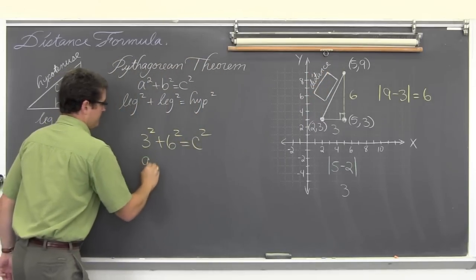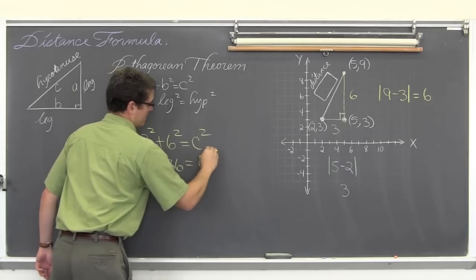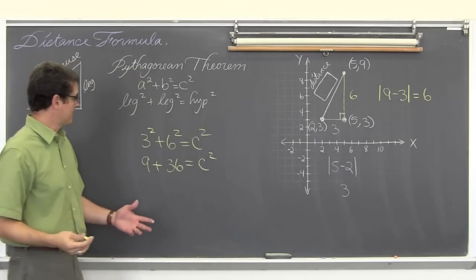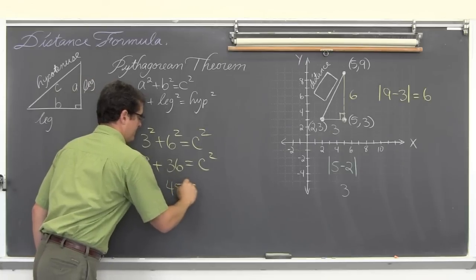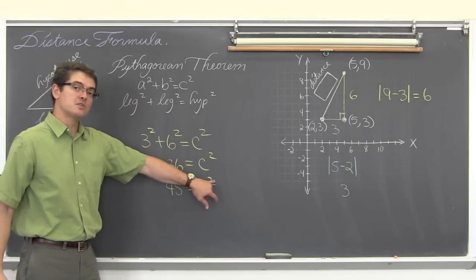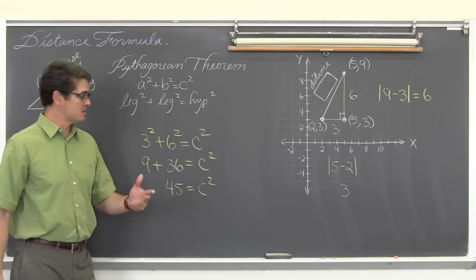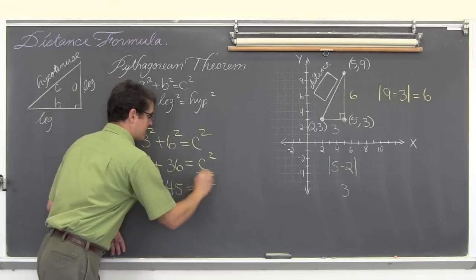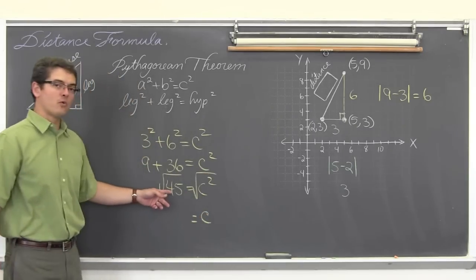3 squared is 9, 6 squared is 36, and c squared is, well, we don't know. That's what we're trying to figure out. 9 plus 36. Well, 9 and 36 is 45. We're going to continue solving for c. We need to get rid of that power of 2. So the opposite of squaring a number, that's what power of 2 does, we're going to square root it. So we're going to square root both sides. And we get c is equal to the square root of 45.